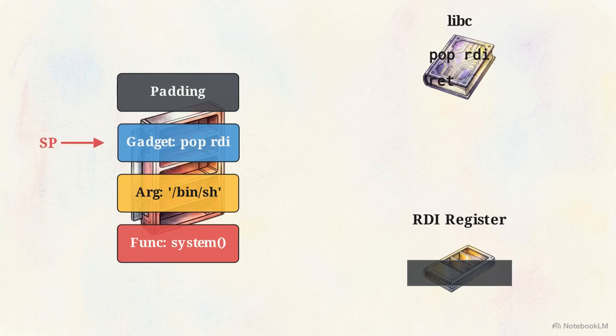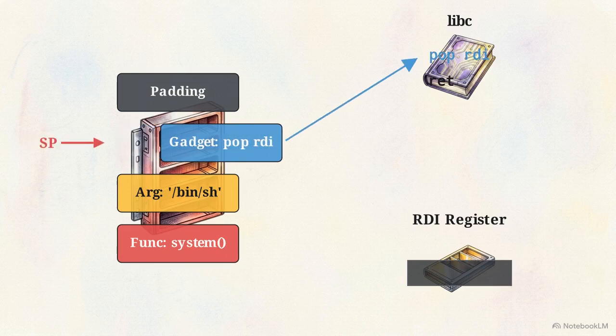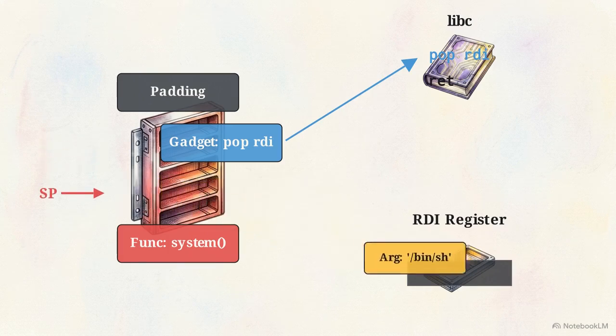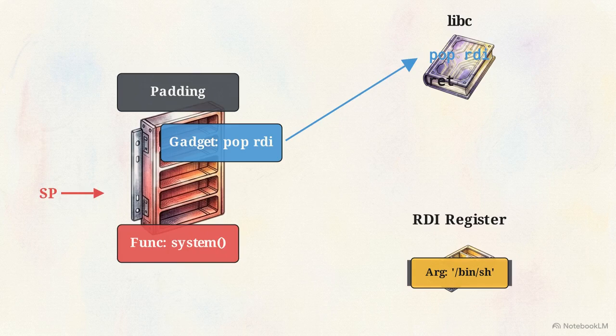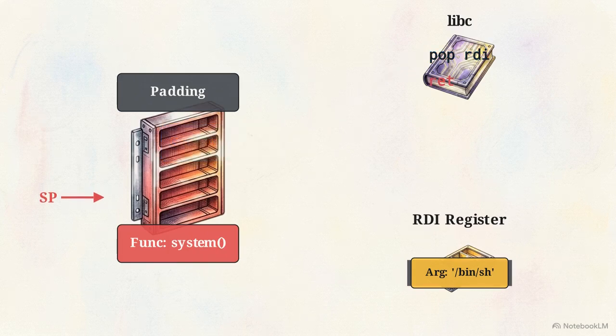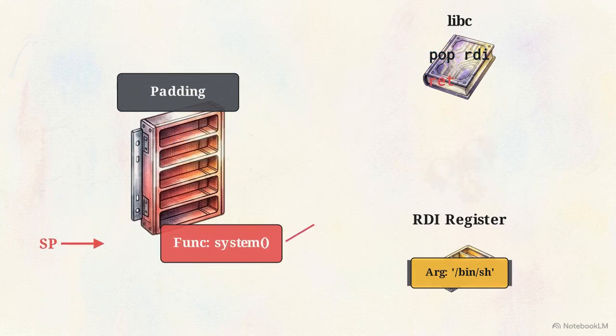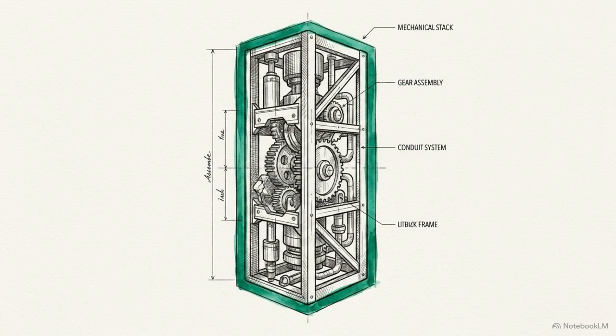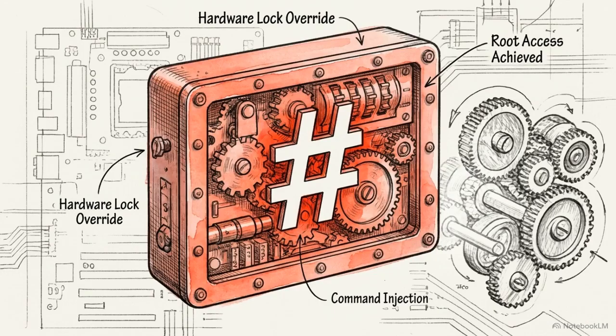When the vulnerable function returns, it pops the first address, jumping to the POP RDI gadget in libc. This instruction pops the string pointer address, sliding it directly into the RDI hardware register. The gadget hits its return, popping the final address and jumping to execute the system function with the RDI register primed. Without executing a single byte of untrusted data in the stack, the attacker chained legitimate memory addresses together to simulate a program and spawn a root shell.